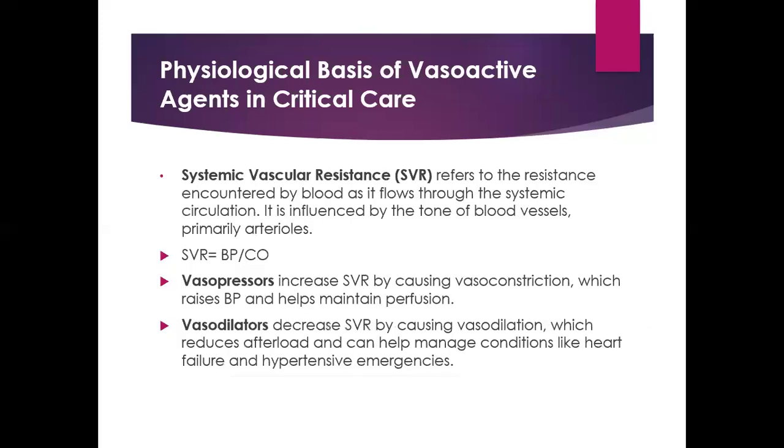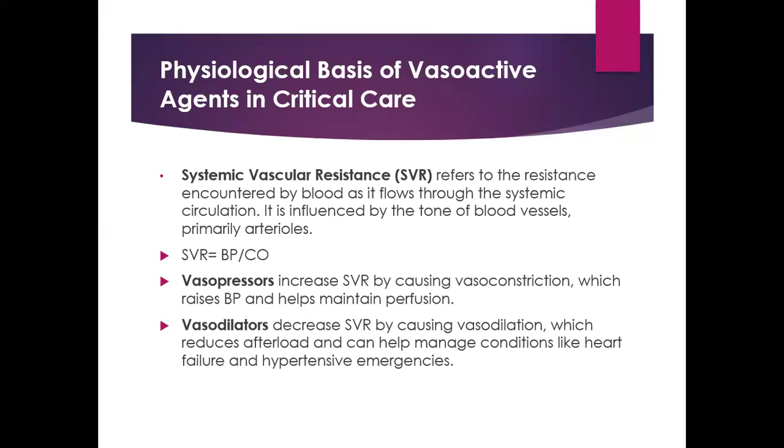The second term we're going to look at or remind ourselves about is systemic vascular resistance. All right, as the blood flows through the different blood vessels, tissues, and organs, they encounter resistance. And this resistance is influenced by the tone of the blood vessels, especially the arteries. And from our calculation of blood pressure, which is equal to cardiac output multiplied by systemic vascular resistance, we say that systemic vascular resistance will just be blood pressure over cardiac output.